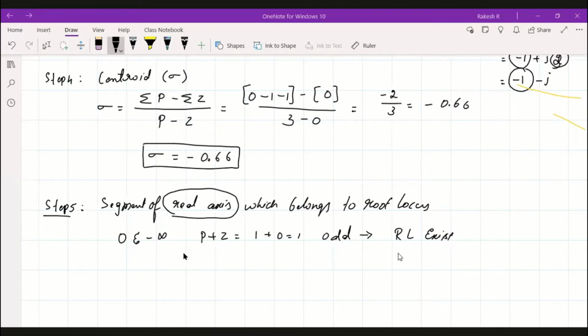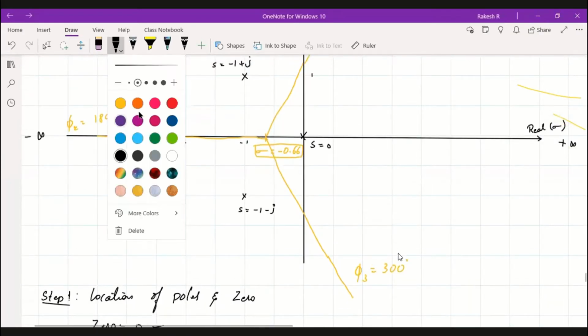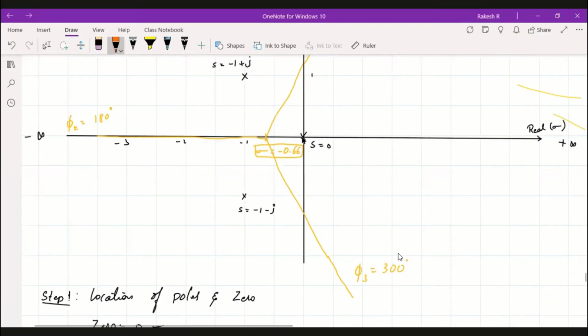So we got that the root locus exists. So I can directly draw the first root locus here. This is the first root locus, and this is the direction. We have found that the root locus exists between minus infinity and 0. So this will be our first root locus. That means its starting point is 0, and the terminating point will be minus infinity.